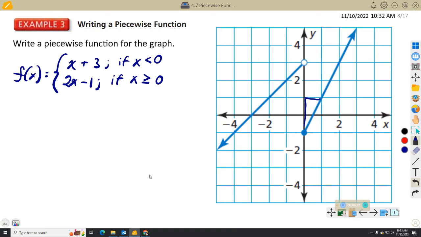Okay, so there's this one. So we have to go back to our ability to look at slopes, to look at y-intercepts, and write those functions. And then look at where they are on the x-axis, and then write our inequalities for that. Okay?